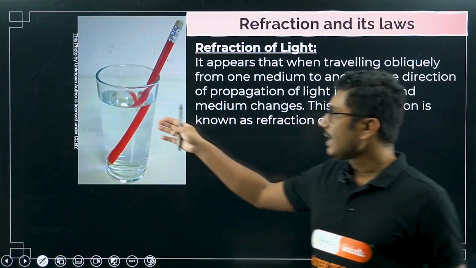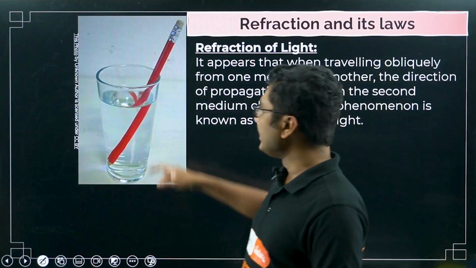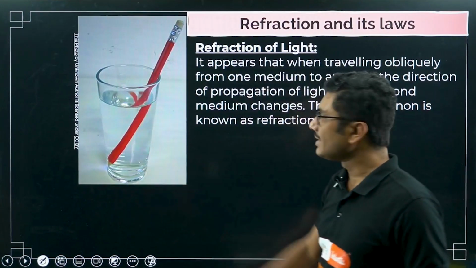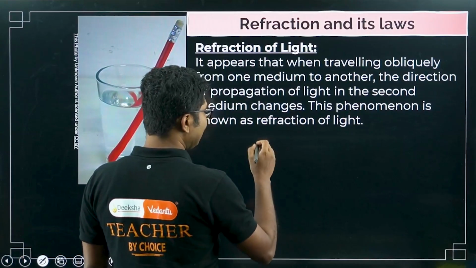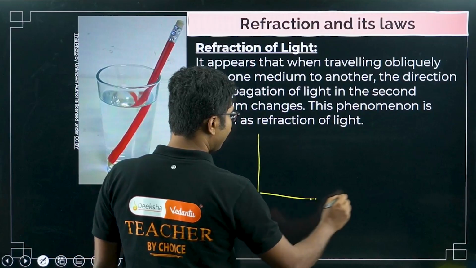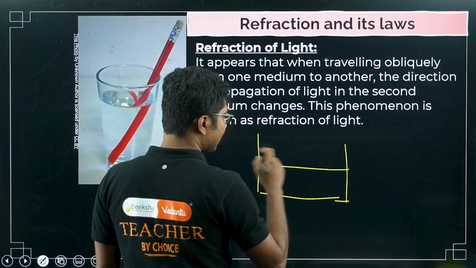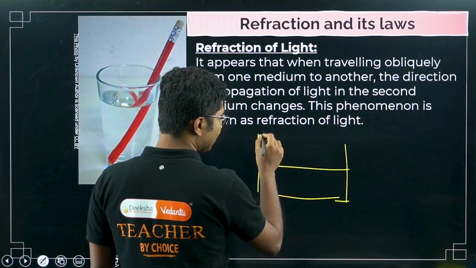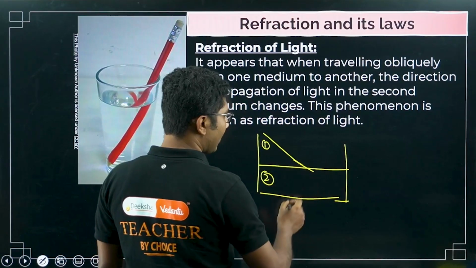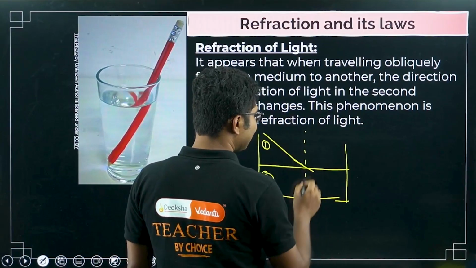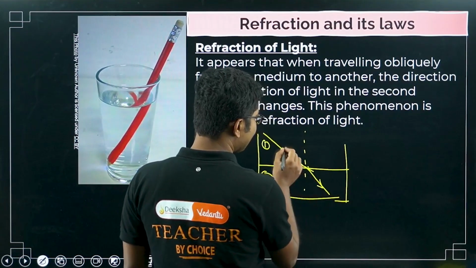You can see here a beautiful example: a pencil dipped into water. It appears that the pencil is broken at the edge of the water. Why is it so? Because when light travels from one medium to another for oblique incidence, suppose the light is traveling from medium 1 to medium 2, at the boundary, based on how dense or light the medium is, the ray of light changes direction.